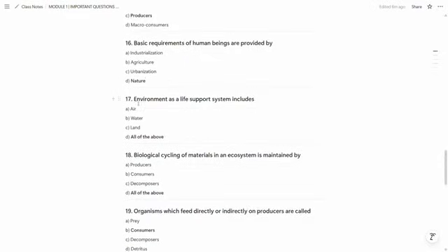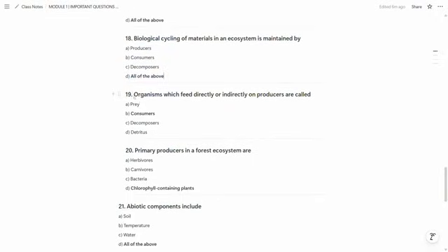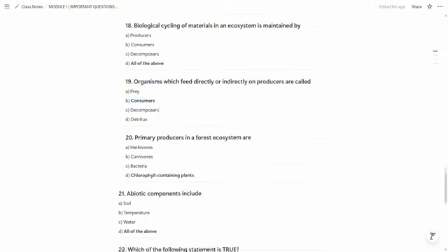Now, 17th one, environment as a life support system includes air, water, land. We already know that. All of the above is the correct option. Now, 18th one is, biological cycling of materials in an ecosystem is maintained by producers, consumers, decomposers. So all of the above is the correct answer. Now the 19th question is, organisms which feed directly or indirectly on producers are called consumers. So B option is correct.